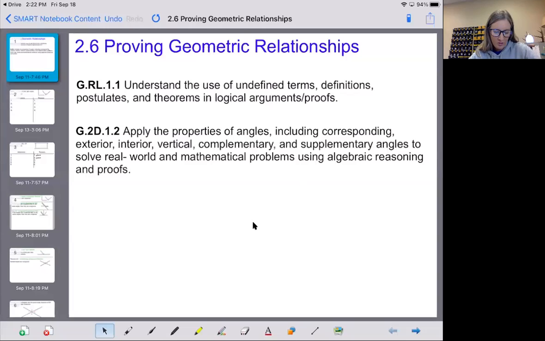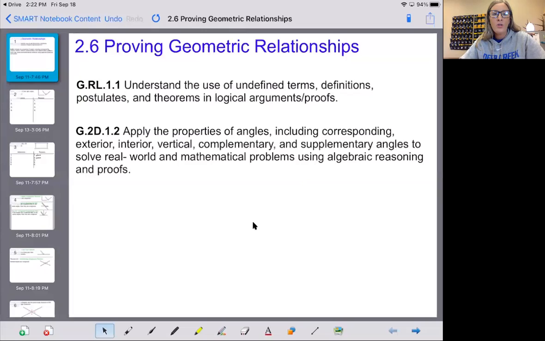All right, last section of chapter 2. We are now going to be talking about proving geometric relationships. So we talked about proving using the different properties of equality, like the addition, subtraction, multiplication, division properties of equality, some of those different things.